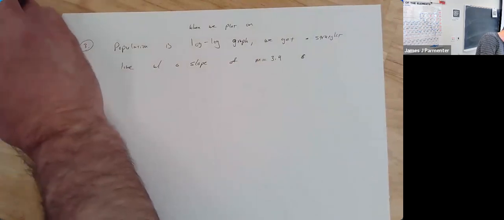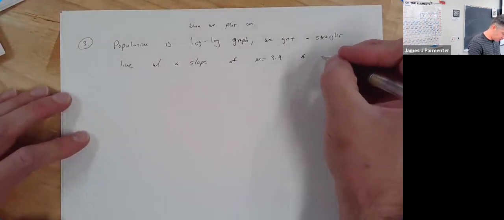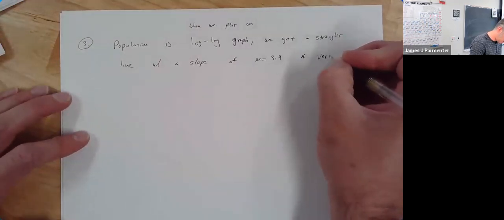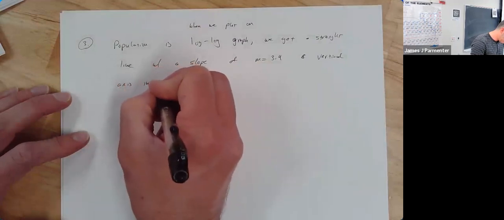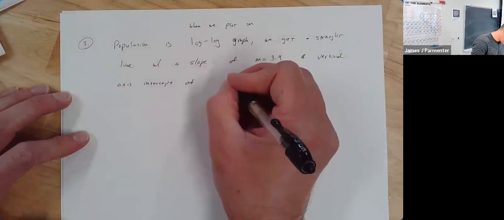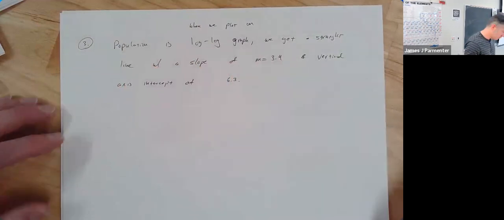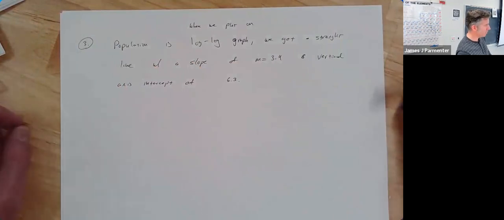Let's see what language your teacher likes to use. Interesting, that hasn't really come up. So for the log, you're almost always given the vertical axis intercept. So, a vertical axis intercept of 6.3. Find the relationship between the population and time.